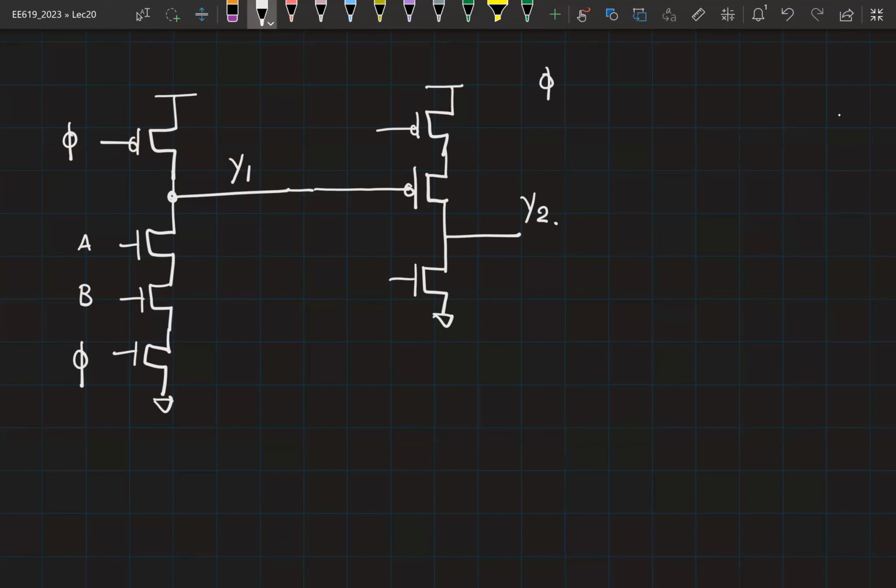Now let's say when phi is equal to 0, we want it to be in pre-charge phase. We want both the gates to be in pre-charge phase. And when phi is equal to 1, we want both of them to evaluate. So what signal should I connect here to the input of the NMOS? This has to be phi bar. Right? So this also should be phi bar. Okay. So now for the same scenario that we drew earlier, can you sketch Y1 and Y2 for this case?